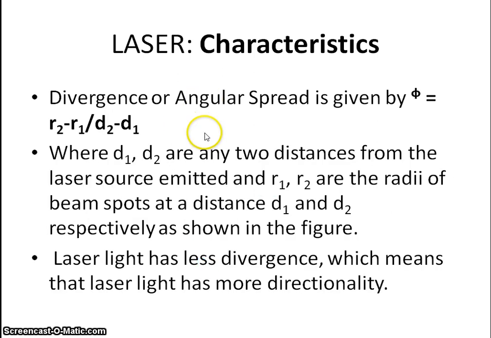How do you measure this angular divergence or angular spread? It is equal to (R2 minus R1) by (D2 minus D1). As I have already told you, D1 and D2 are the two distances and R1 and R2 are the radii of the beam spots at distances D1 and D2 respectively. Laser light has less divergence, which means that laser light has more directionality.